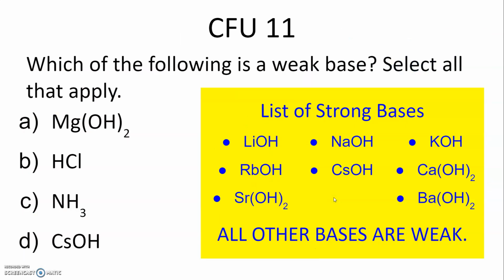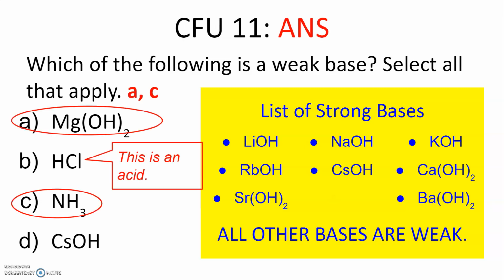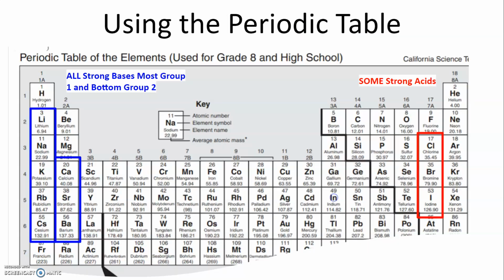All right, which of the following is a weak base? Pause the video now. When you press play again, the answer will be revealed. The answer is A and C. Those are not listed on the list of strong bases, so they must be weak.